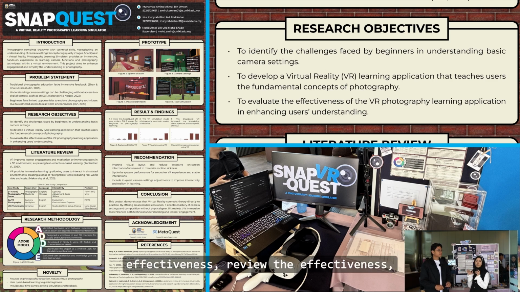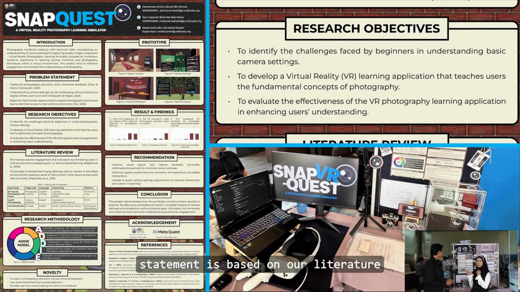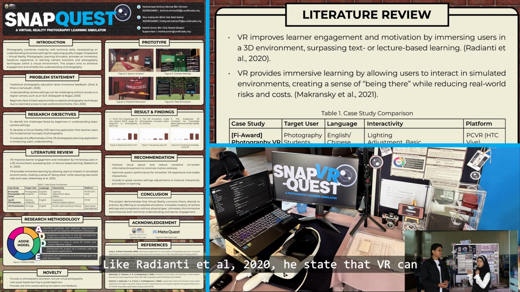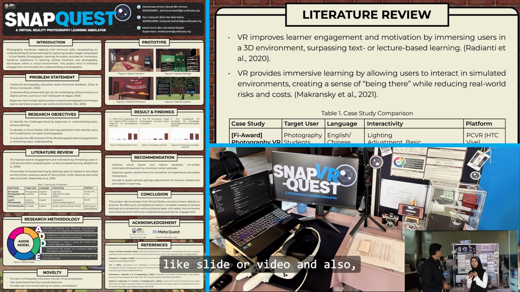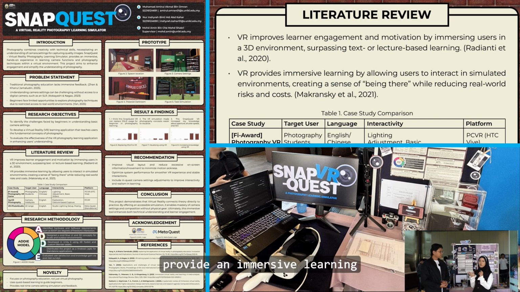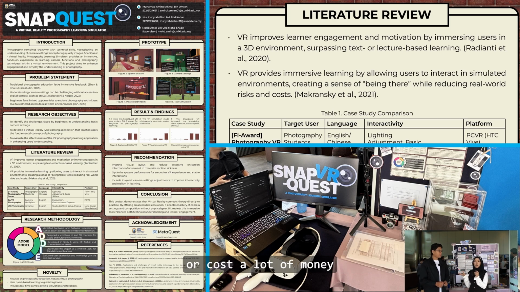We will review the effectiveness, whether our project achieves enhancing their understanding or not. Our research objective and problem statement are based on the literature review that we searched before. Radianti et al. 2020 stated that VR can improve engagement between students, surpassing text or lecture-based learning like slides or video. Makransky et al. 2021 also stated that VR can provide immersive learning where students can interact in a simulated world, giving them the feeling of being there, without needing to risk anything or spend a lot of money outside.